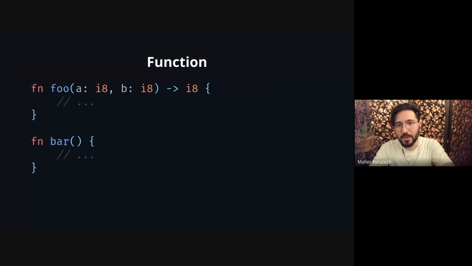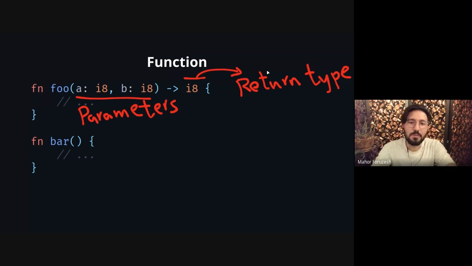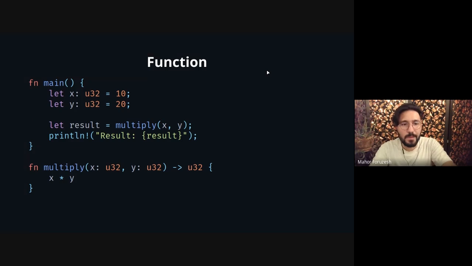So we have also functions, which I don't think are very complicated. We have parameters and the return type, very similar to functions in C. This is an example of how we can use a function in Rust.